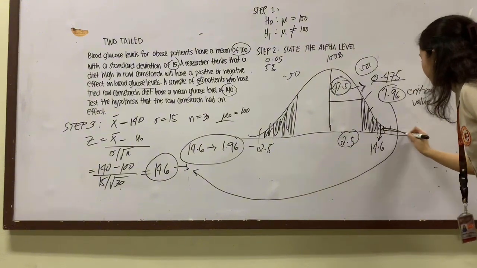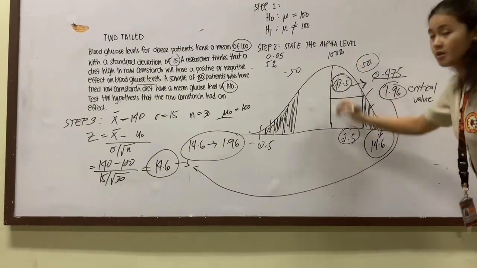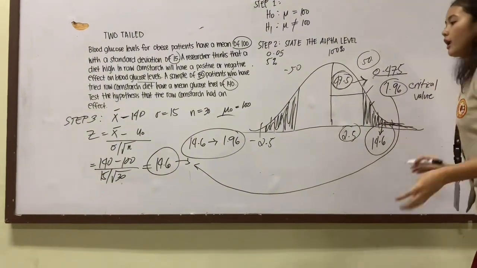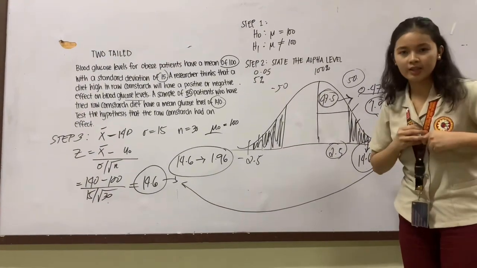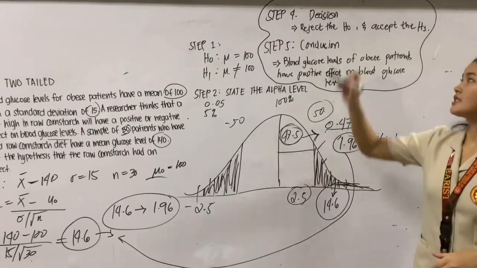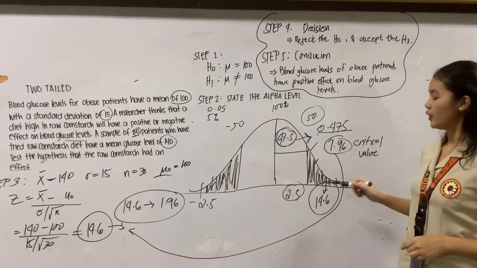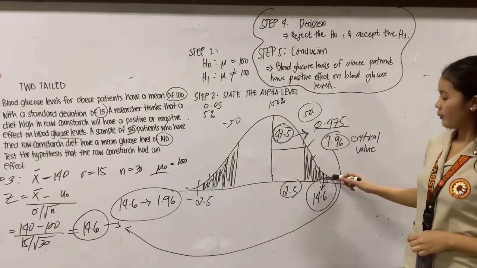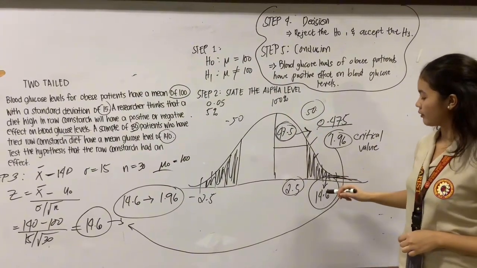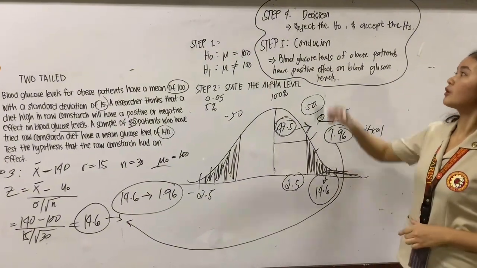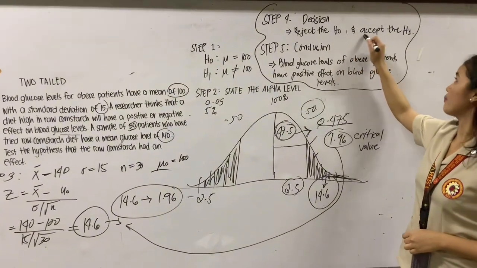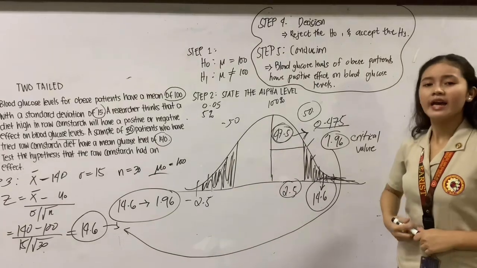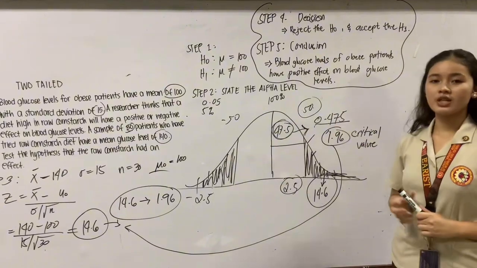14.6, positive. It is far from the mean. So to sum it all up, it is rejected. Step 4 is the decision. Since we already know where this 14.6 falls, we have to reject the null hypothesis and accept the alternative hypothesis. And the last step is step 5, which is the conclusion.